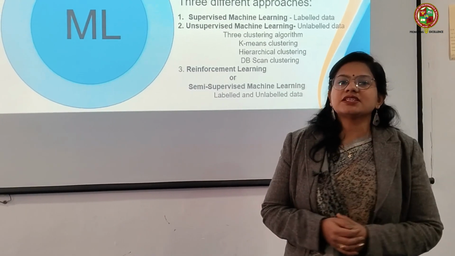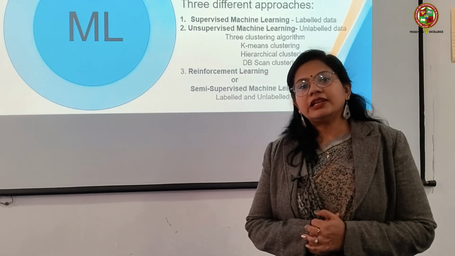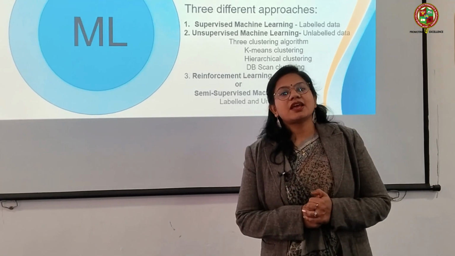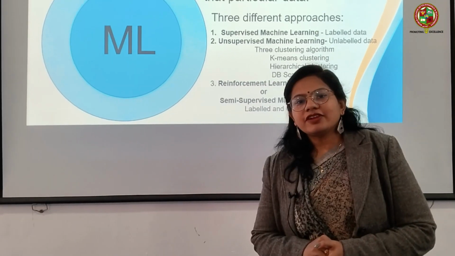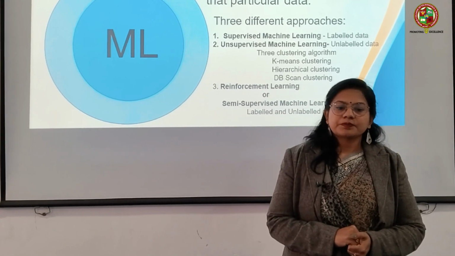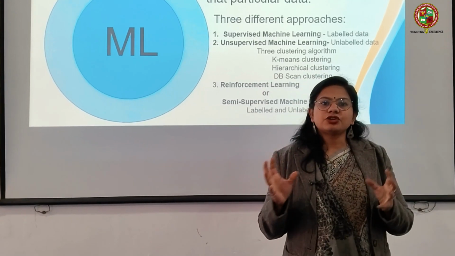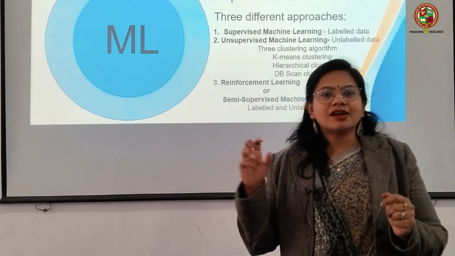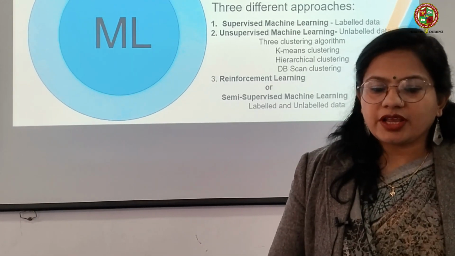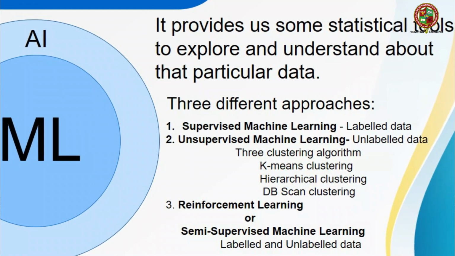Next is unsupervised machine learning. In unsupervised machine learning, we have unlabeled data. Means here our data set has no output. We generally solve clustering type of problems using unsupervised machine learning. What clustering means is, on the basis of similarity, we try to group similar type of data in a similar type of data set. There are three types of clustering algorithms: k-means clustering, hierarchical clustering and DBSCAN clustering.